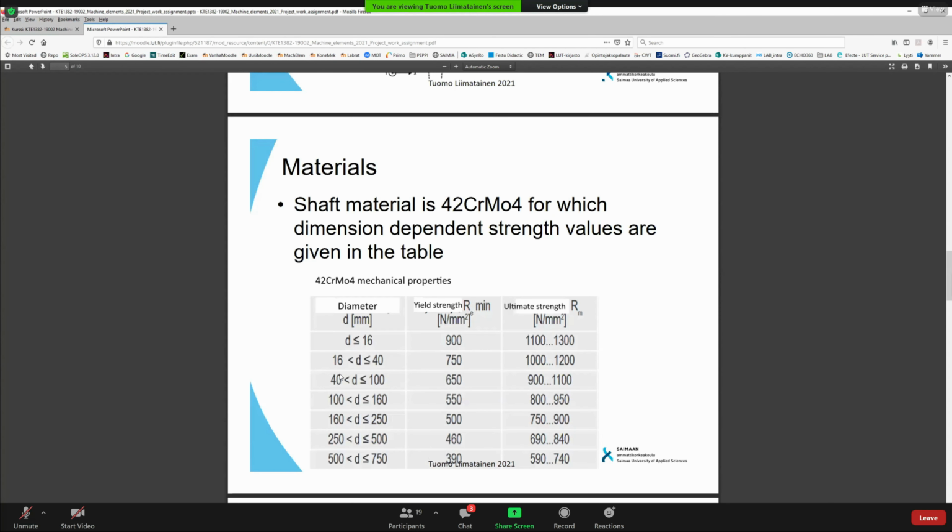For material, you know that the material for the shaft is 42CrMo4, and for that, depending on the shaft diameter, you will have different values of strength, both the yield and the ultimate strength.